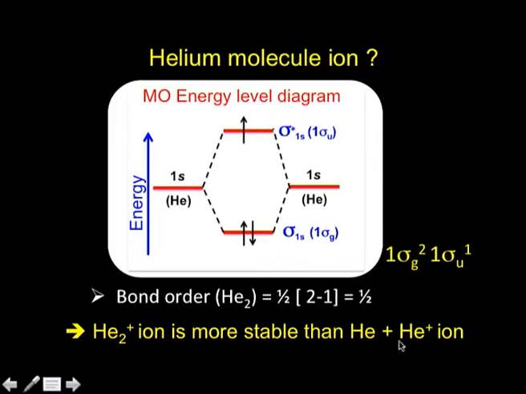That means they do come close, and they do come into some kind of coexistence in the form of a molecule ion. So, He2 as a molecule does not exist, but the helium molecule ion can exist according to molecular orbital theory. Okay. Now, let us move further and talk about homonuclear diatomic molecules of the second period.